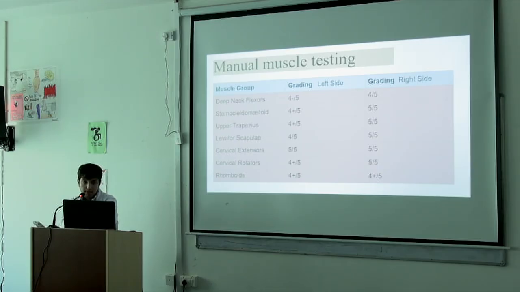In the cervical extensor it was 5/5 on the left side. On the right side it was 5/5. For cervical rotator it was 4 plus out of 5 on the left and on the right side it was 5 out of 5. For the lumbar it was 4 plus out of 5. On the right side it was 4 plus out of 5.